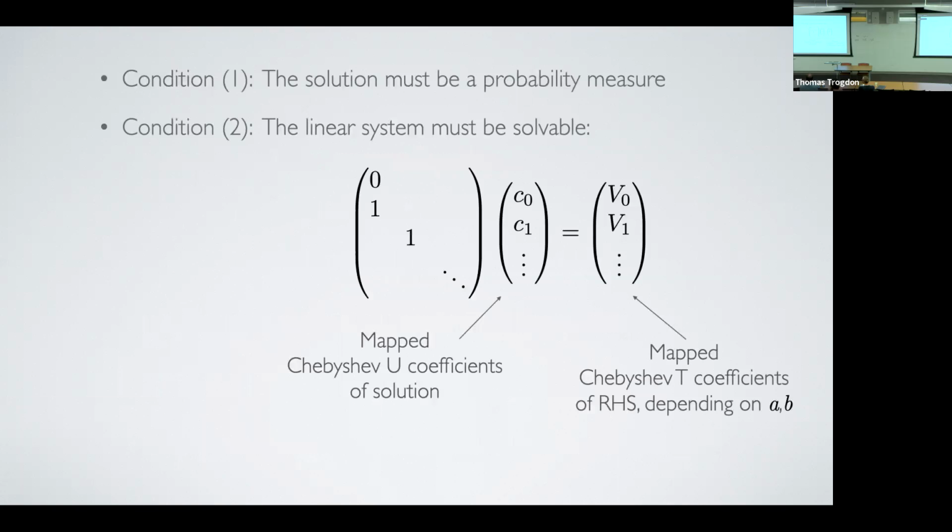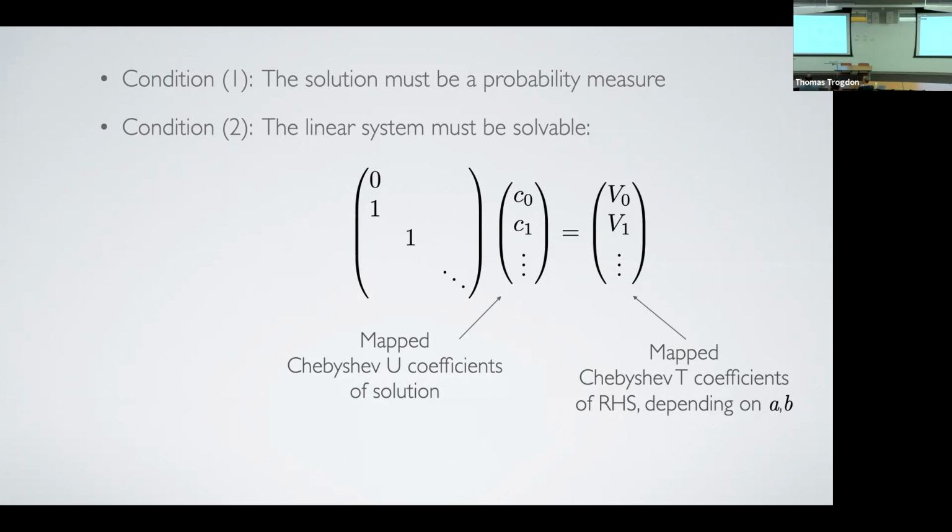Okay. So let's start with the single interval case. If I plug this into the single interval case, this is what our Hilbert transform looks like, that diagonal thing. This is the expansion of the potential in Chebyshev T. We have these two unknowns, A and B. A and B are hidden in these Chebyshev coefficients, which depend on A and B.